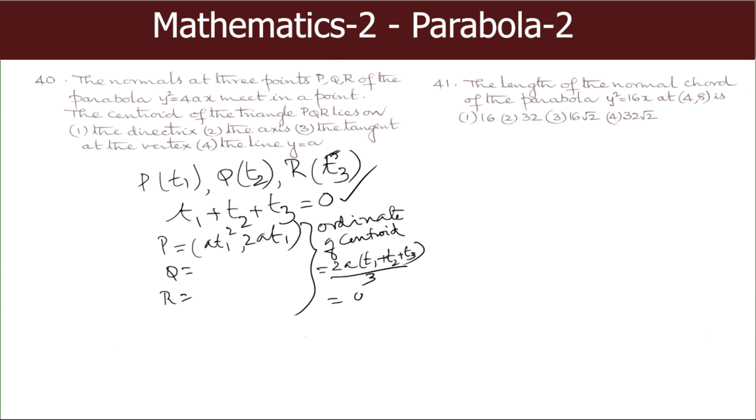Therefore, the centroid of the triangle formed by the three conormal points P, Q, R is a point on the axis. Y coordinate 0 means x axis, but x axis is the axis of the parabola y square equal to 4x. So, this axis, that is 2.